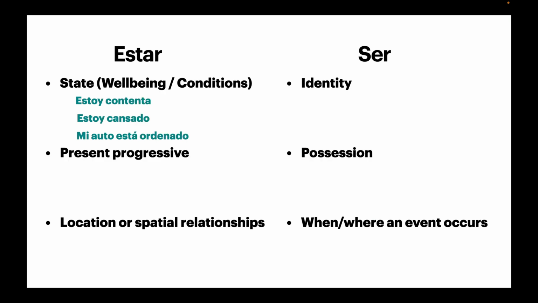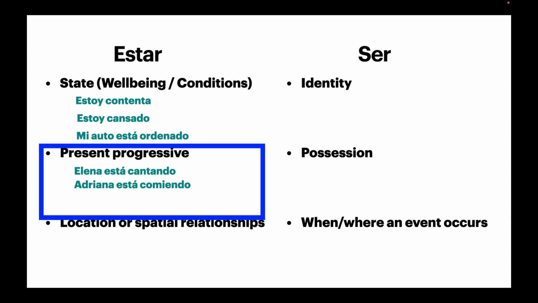I have another video that explains all the rules for present progressive. If you haven't watched it yet, make sure that at the end of the video, you go and watch that if you need a refresher on present progressive. Here are a couple of examples. Elena está cantando. Adriana está comiendo. We use the present progressive to express something that is happening right now. It's in progress. Hoy está lloviendo.